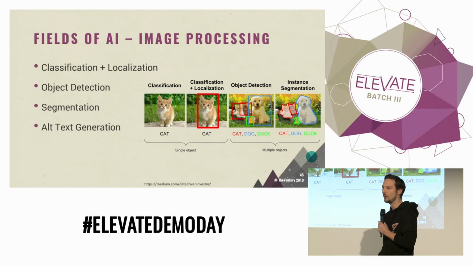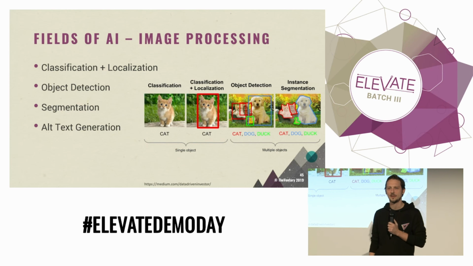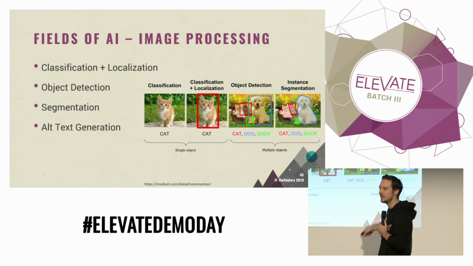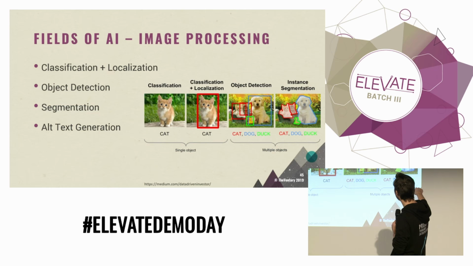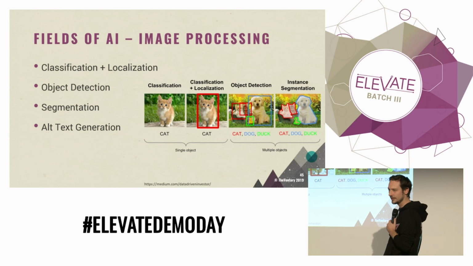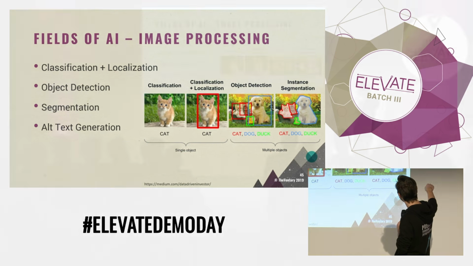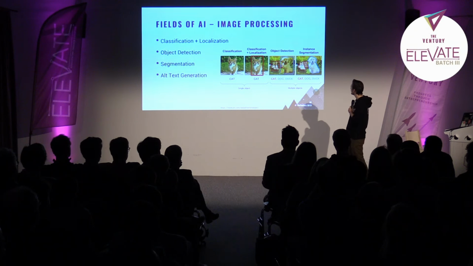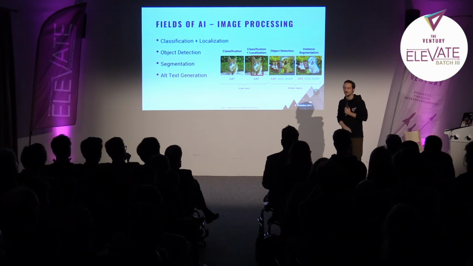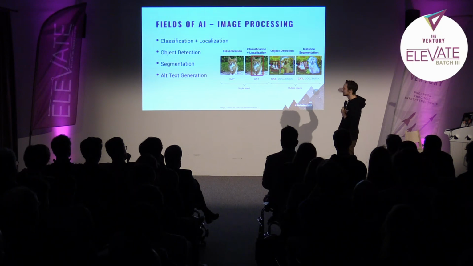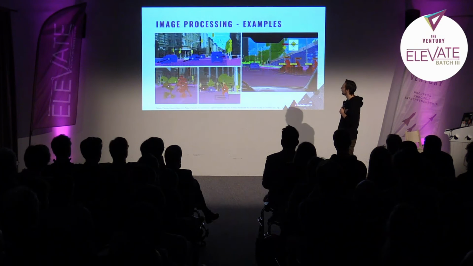Image processing, this is also very interesting. A lot of research has been done in that field. So there's classification: there is a cat in the picture. Then there's classification plus localization: here is the cat in that picture. Then there's object detection: I have a cat, a dog, and a duck. And then the interesting part is instance segmentation. This is exactly the outline of the dog, of the duck, and the cat. Because if you can do that, then you can do more.